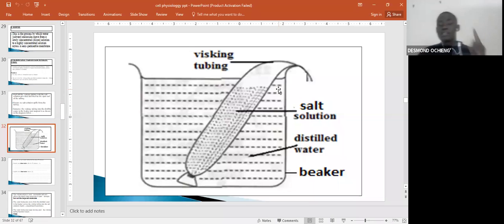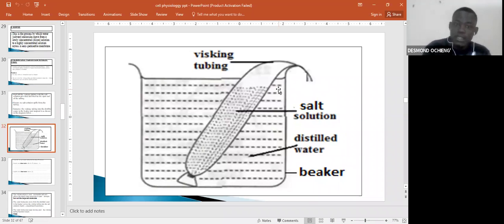So this clearly tells you that when we talk about distilled water, that is pure water. So osmosis will take place so that water will be moving from the distilled water, where its concentration is high, to the salt solution inside the visking tubing, where its concentration is low, across or through the semi-permeable membrane of the visking tubing. So you observe, that should be your explanation for the observation.